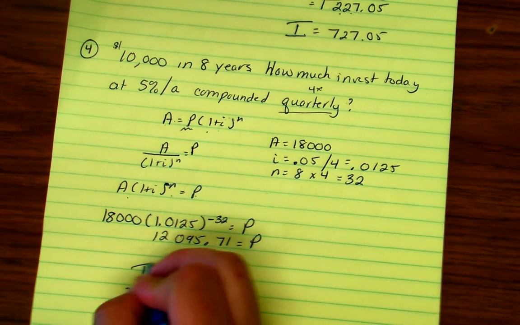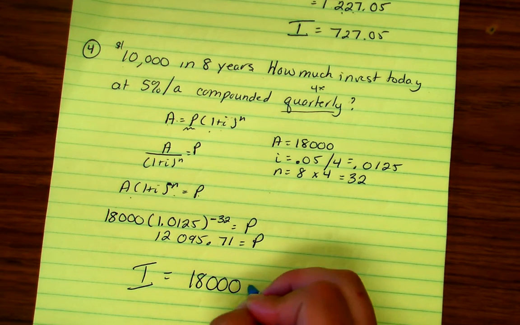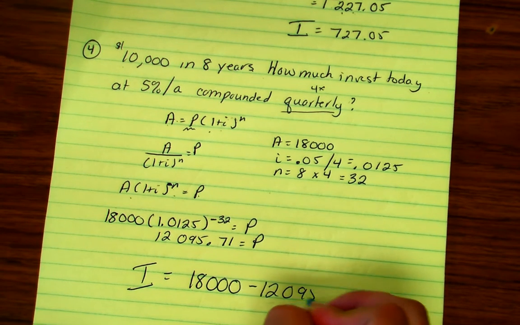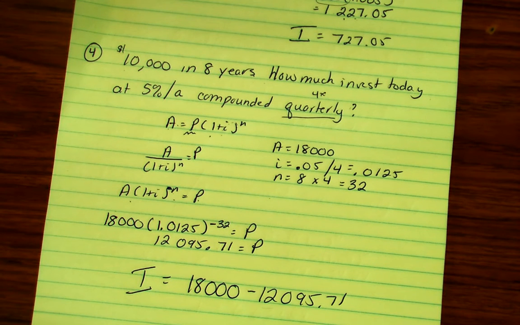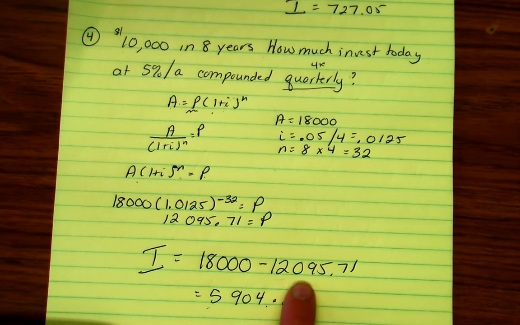If I wanted to find the interest I was making for this one, I would take my 18,000, subtract 12,095.71, and that is going to be $5,904.29. So that's how much extra money there is. I put in just over 12,000, and I get just about 6,000 to get the 18,000.